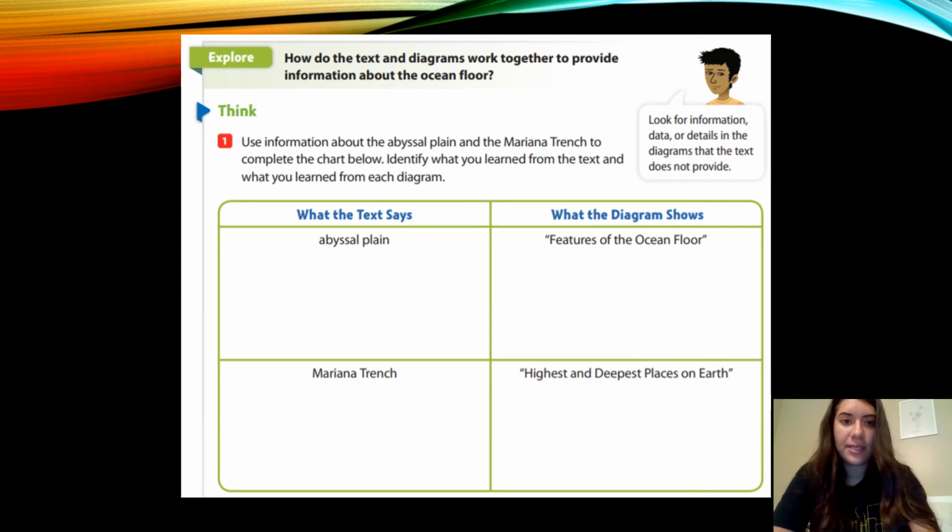Explore. How do the text and diagrams work together to provide information about the ocean floor? Think. Use information about the abyssal plain and the Mariana Trench to complete the chart below. Identify what you learned from the text and what you learned from each diagram. First, the text talks about the abyssal plain. We're going to find out what the text says, and we're also going to look at the visual features of the ocean floor and write down what the diagram shows, to show how they provide information about the ocean floor.